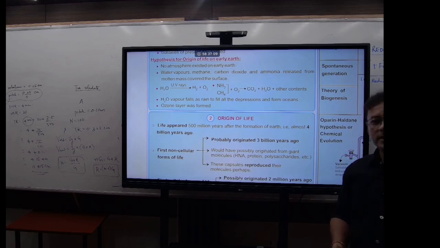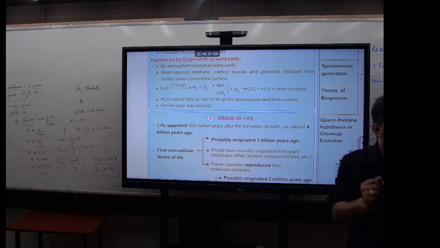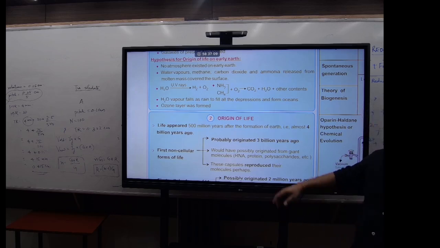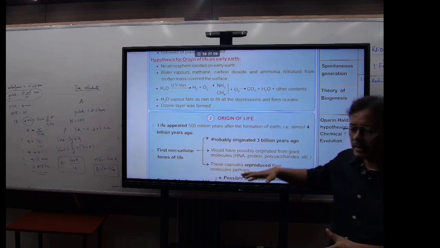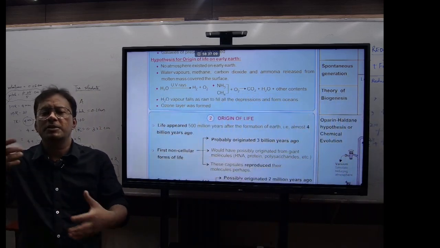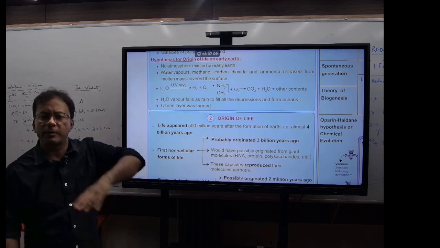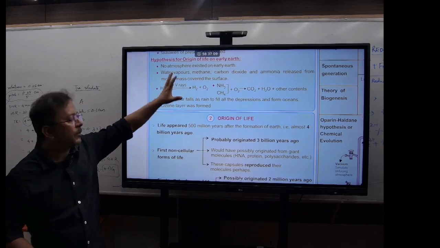As the rain was falling continuously, the earth temperature started to decrease. Slowly, for millions of years, because of these rains, the earth temperature has come down and all the depressions of the earth filled with the water, forming oceans. And somewhere here, some oxygen combined with other oxygen molecules to form the ozone. And this formed a protective layer around the earth. So this is what happened in the beginning, before the origin of life.